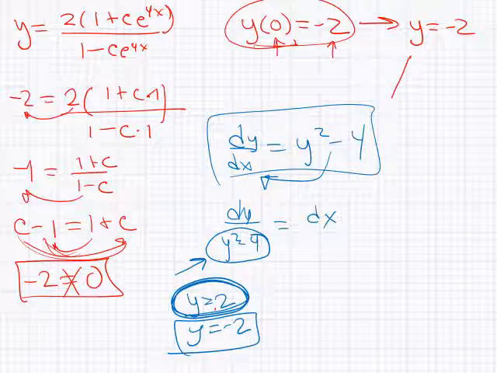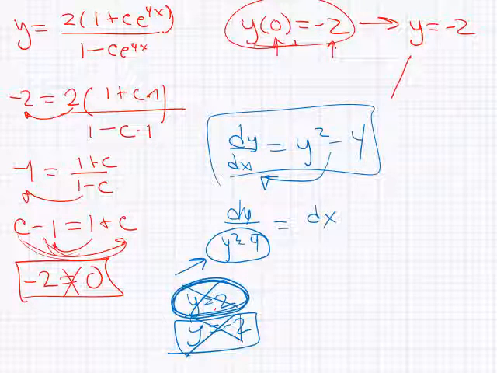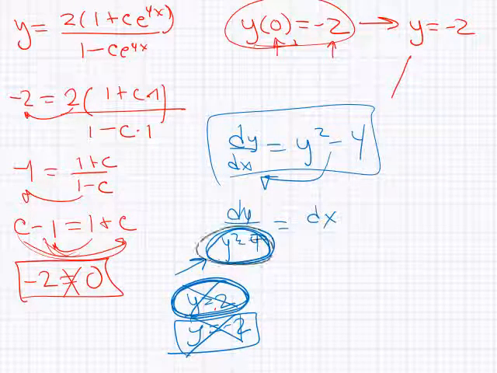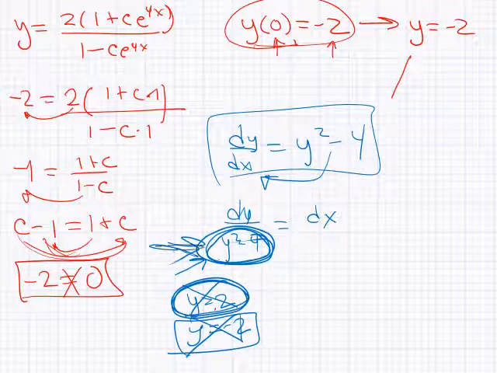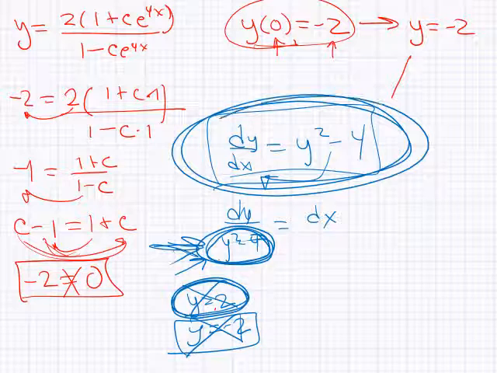And that's going to happen. Sometimes you're not going to be able to recover either of these. Because the second we do this, we're assuming this doesn't equal 0, and anytime it does equal 0, it can no longer be a solution to this differential equation.